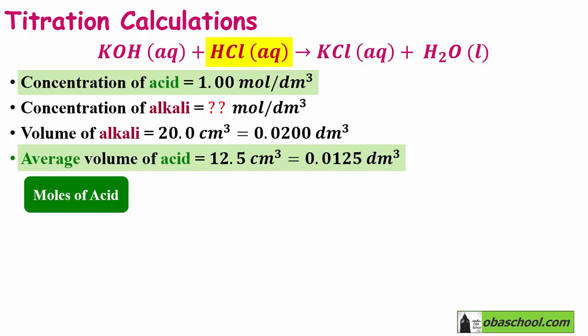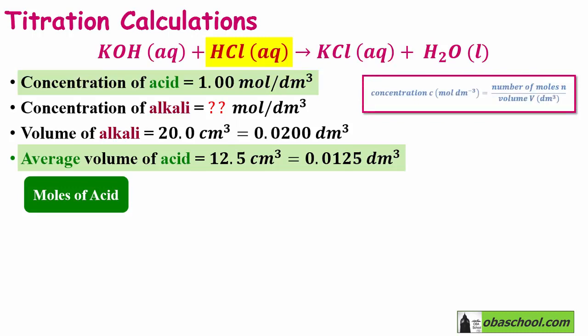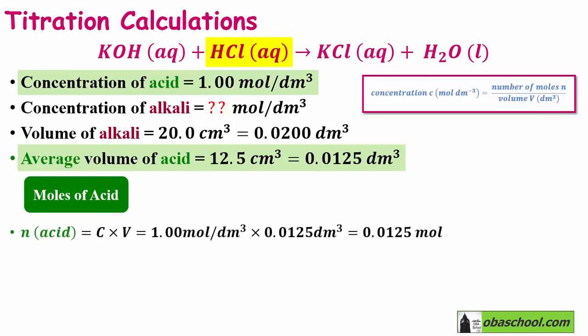To find the number of moles, we will use this equation. The concentration in mol per dm³ is equal to the number of moles divided by the volume. And thus, to find the number of moles of the acid, we will multiply the concentration by the volume. So the number of moles of the acid is equal to C times V, 1 times 0.0125. Don't forget to use the volume in dm³, and this is equal to 0.0125 moles.